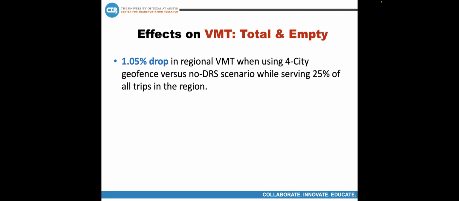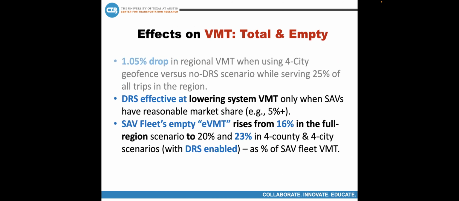And all this was while serving 25% of all trips in the region. Then we also saw that DRS was effective at lowering the system VMT, but only when SAVs had reasonable market share. The market share of SAVs in our case was at about 5%, and so anything that fell below 3% did not really depict the effectiveness of DRS.